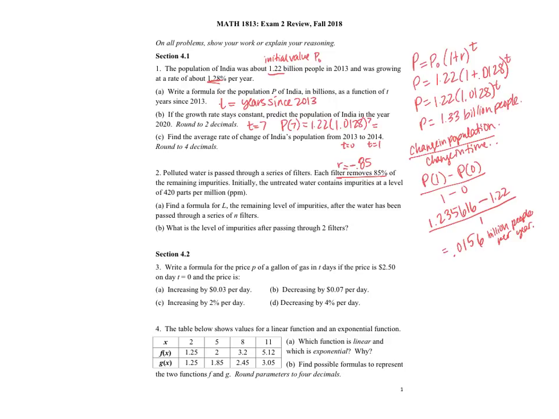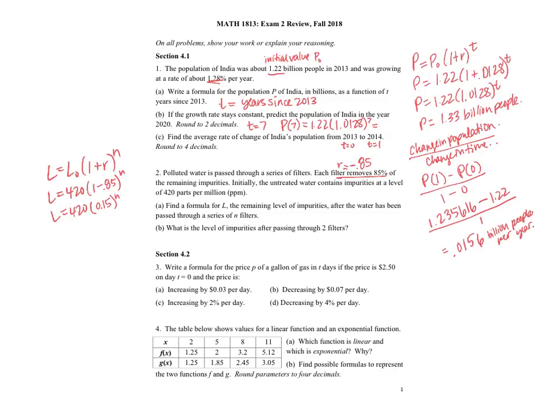So if I write down my L equals L naught times 1 plus the rate to the N, number of filters. So L equals the original level of impurities was 420. And then I have 1 plus my rate, which is 1 minus 0.85 to the N. So L equals 420 times 0.15 to the N. So one filter removes quite a bit. Okay, there. So then what is the level of impurities after passing through 2 filters?